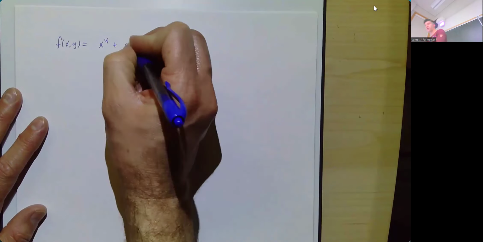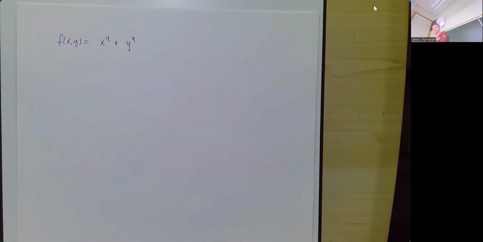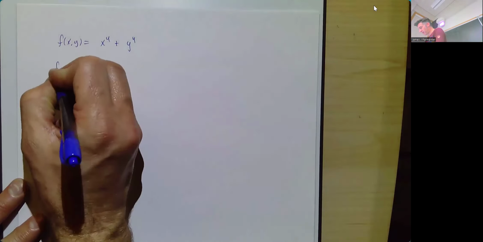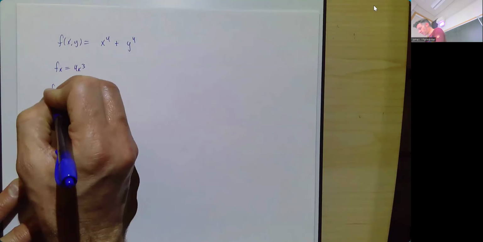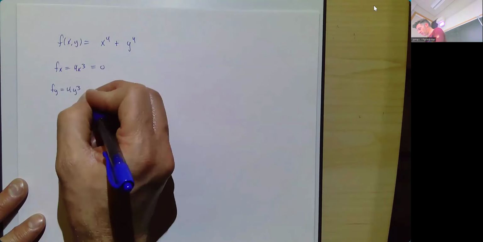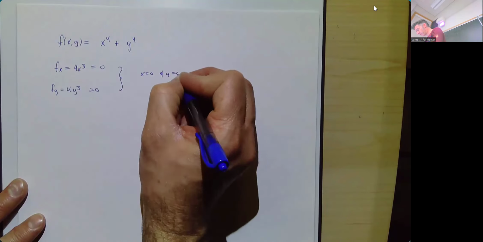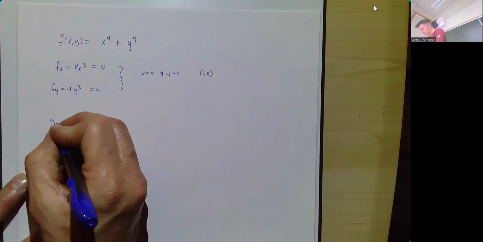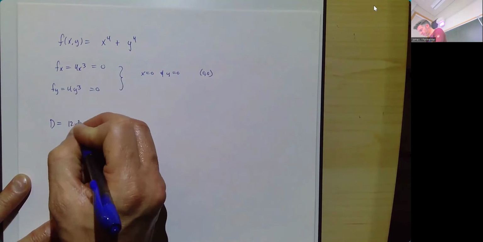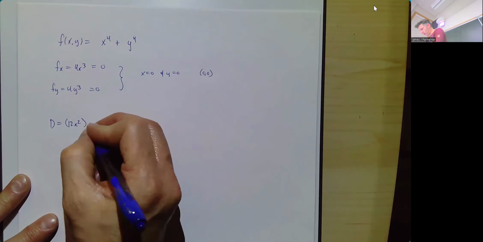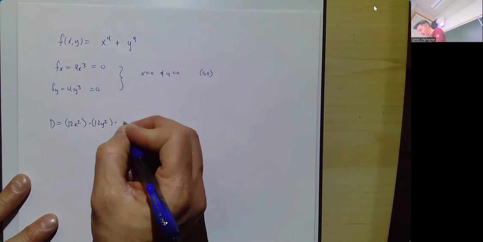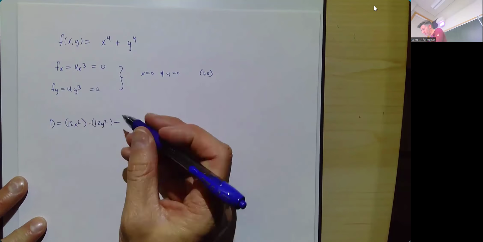that this function, which is also not very exciting, x to the 4th plus y to the 4th, has one critical point. It's where you probably think it would be. Fx is 4x cubed. Fy is 4y cubed. You set those both equal to 0, and you only get the one critical point, x equals 0 and y equals 0. However, when you calculate D, fxx is 12x squared, times fyy, which is 12y squared, minus fxy, which is 0 squared.